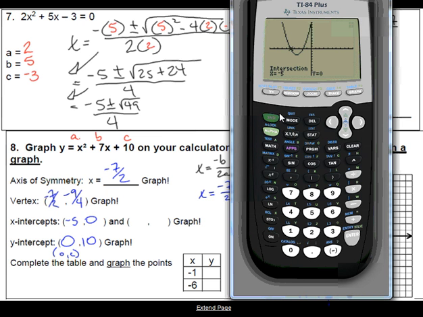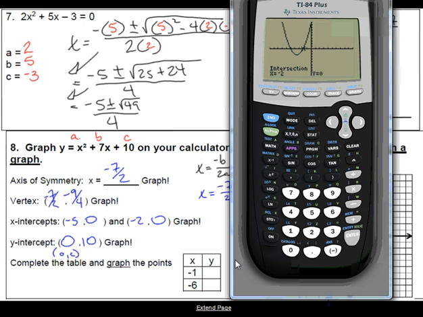I'm going to go back and do the same thing and find my second intersection. Here's my curve. That's my parabola. Here's my second function, y equals 0. This time I'm going to guess over on this side. It's about in that space, so I hit enter. It tells me it's at negative 2, 0.